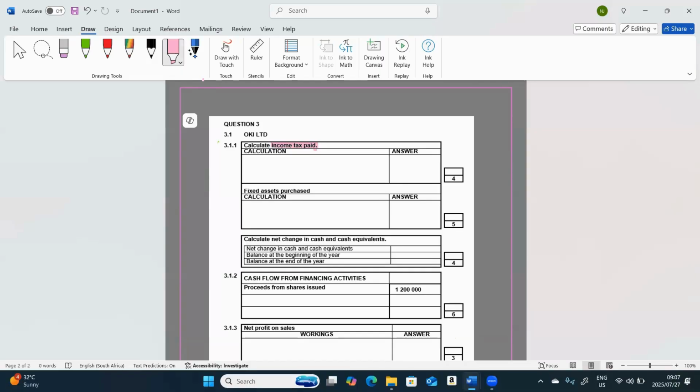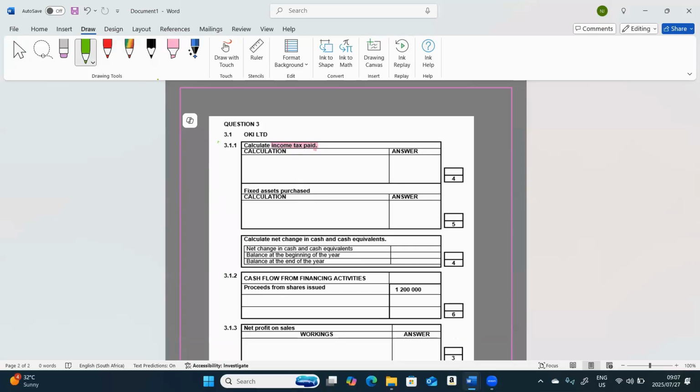And with the cash flow statement, a way to always get your marks over here is to study your formats. Guys, there are formats for income tax paid, for fixed assets purchased, for cash and for your net change in cash and cash equivalents. Everything is formats. So please go and study your formats. You will get all of your marks. You can get 100% for cash flow statement if you understand your formats, okay, or the working of the cash flow statement. So let's get going, guys.